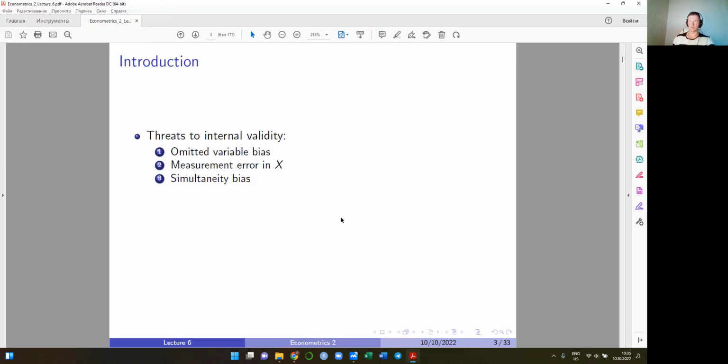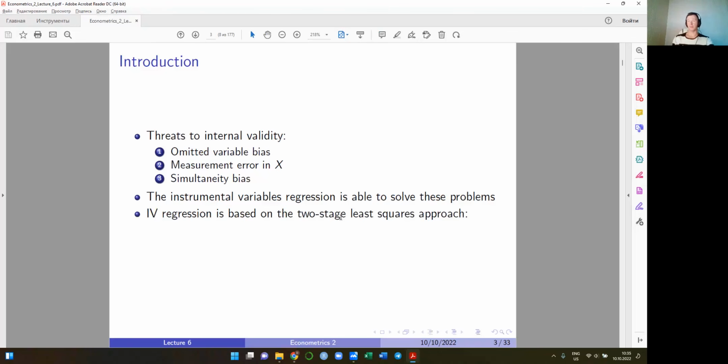So even if you do everything step by step, in population, you are not able to estimate the coefficient in a correct way. And we stated that there is an approach called instrumental variables regression that is able to solve these problems. The idea is very simple. You need to split your problematic variable X into two parts.